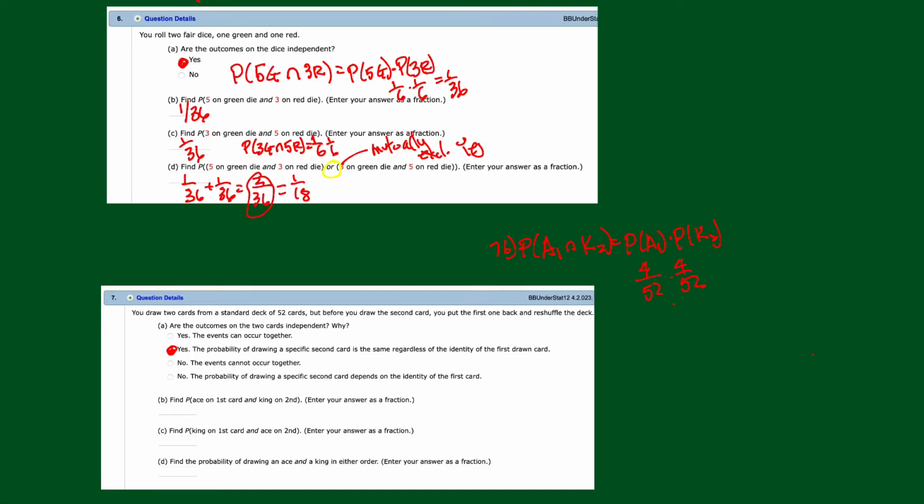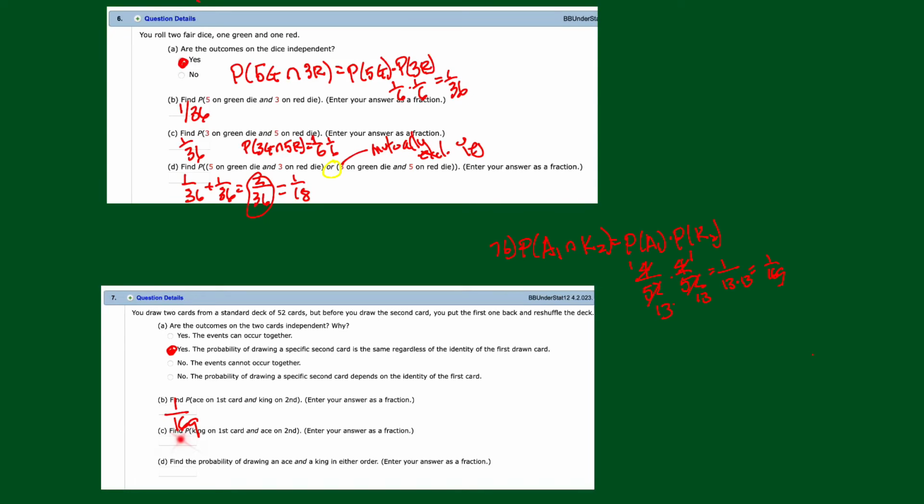I can make this multiplication go a little bit easier if I just do this. 4 will go into 4 once, into 52 13 times. Same thing over here: 4 into 4 once, 4 into 52 13. Then I end up with 1/13 times 1/13, which is 1/169. All right, so the probability of an ace on the first and a king on the second, I'm going to claim this as 1/169.